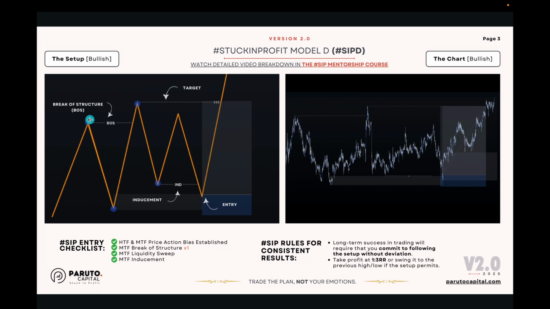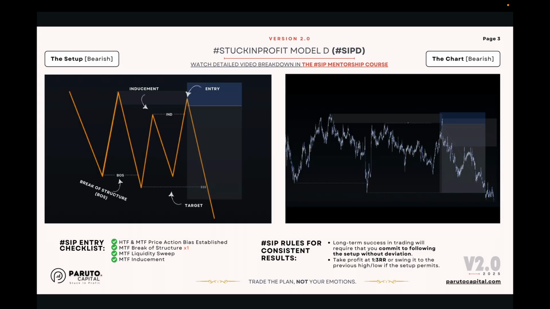So here you can see we have BOS, we have this engineered inducement ahead of the demand zone, price returns, clears the inducement and then moves. You can see that here. Okay, break of structure, price returns ahead of the demand zone, clears an inducement, doesn't take out the previous high, comes back, sweeps the inducement and then continues. As simple as that.